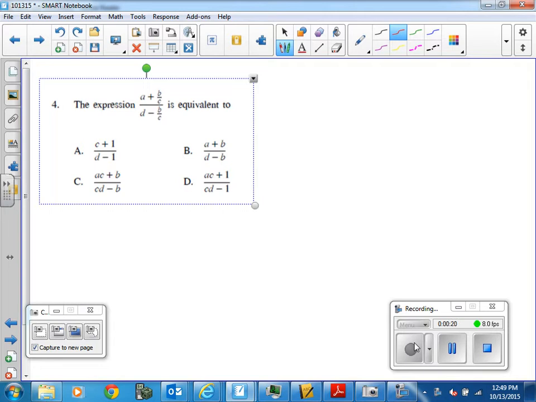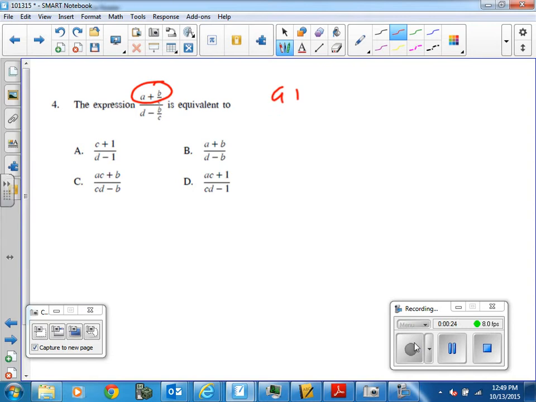So I'm going to deal with the top of this fraction first. We have A plus B over C. Well, what's a common denominator? You can make them both with C. So I would have C plus C. I don't have to change the B over C, that already had C as a denominator.